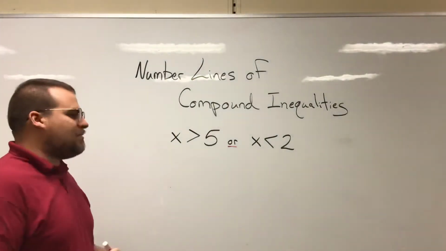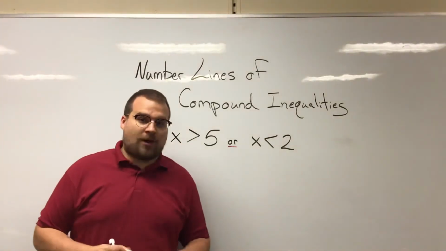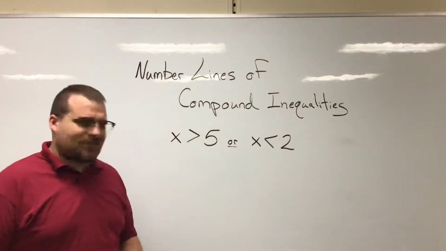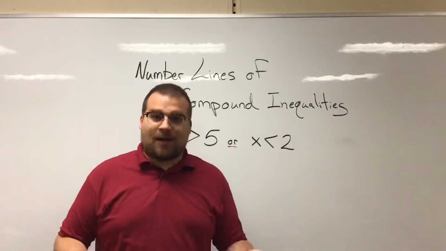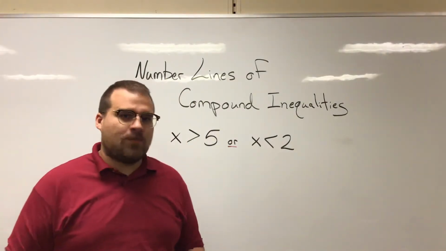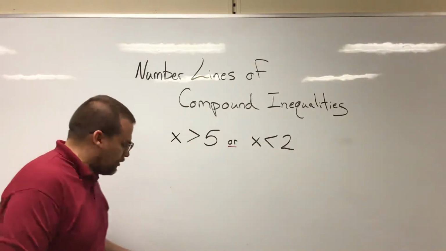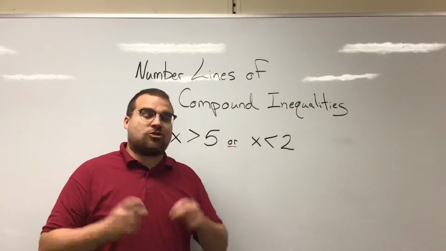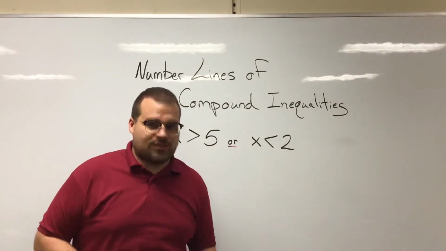Because these two statements contradict each other, right? X is greater than 5, and x is less than 2. Well, that's not possible. A number can't be greater than 5 and less than 2. But we have the really important distinction of the word or. That means x could be either of these things.